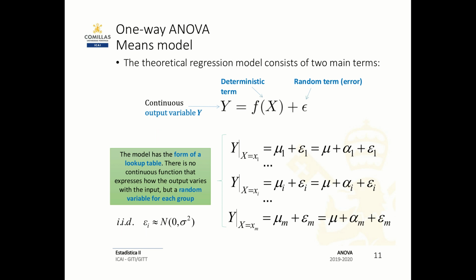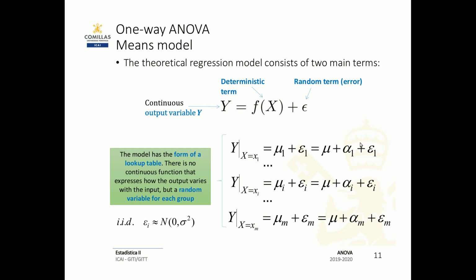And then the ANOVA model says that the observation at a particular group is a mean of that group, and the mean of that group is decomposed into terms. One is the overall mean plus some extra value coming from that group. So if there is no difference between the groups, all these extra values, alpha 1, alpha i, alpha m, will be 0. And then there is some noise.